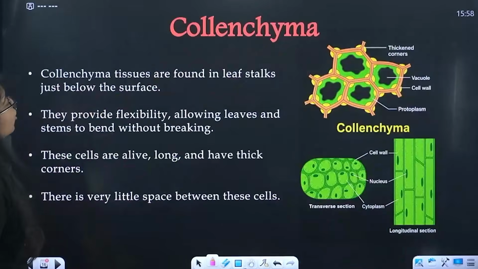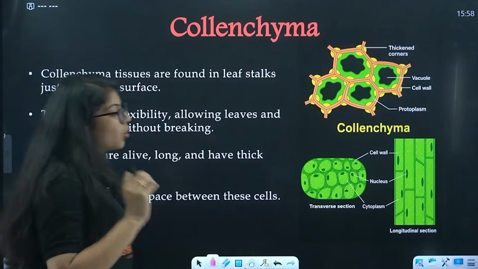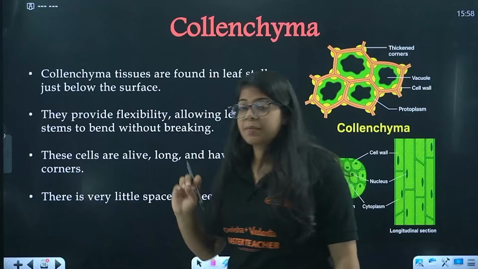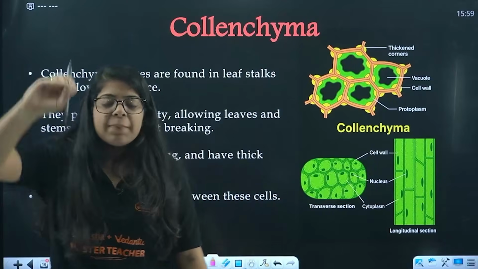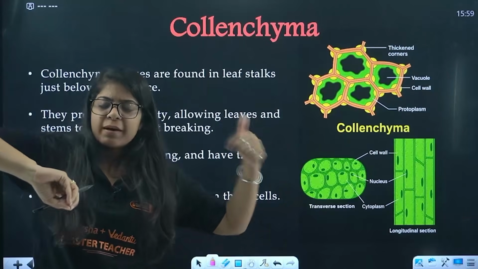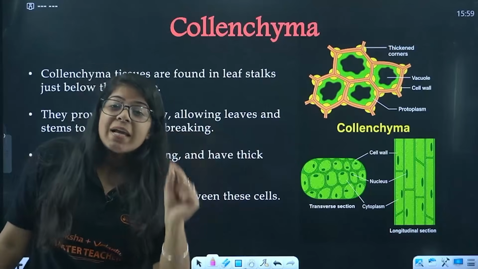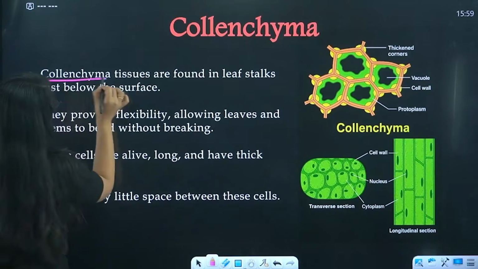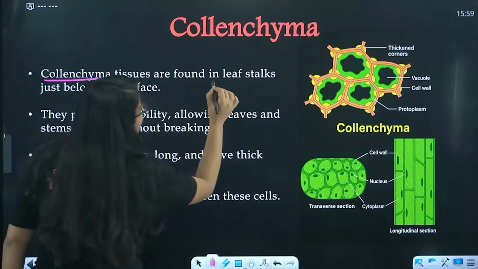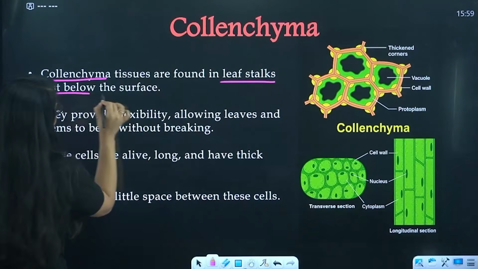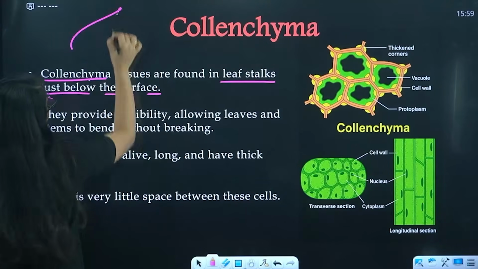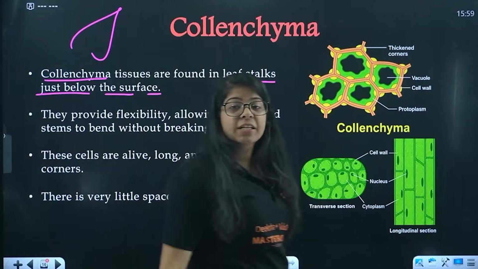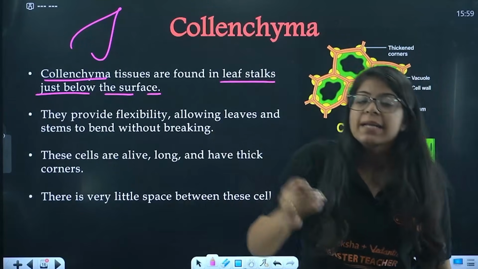Chlorenchyma and parenchyma are very different from collenchyma. First is parenchyma. Parenchyma has two types, chlorenchyma and aerenchyma. Now, collenchyma is a different thing. Collenchyma tissues are found in leaf stalks just below the surface. You have a leaf, and just below the surface of the leaf you will find a tissue that is your collenchyma.